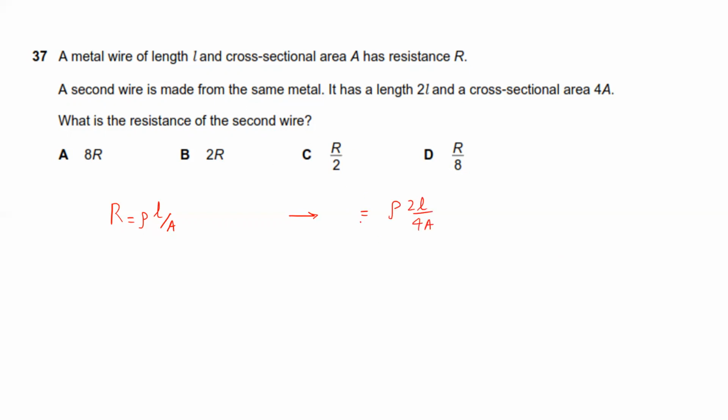What is the resistance of the second wire? So the resistance is rho L divided by 2A. And this is 1 by 2 times R, that is calculated over here. So it is R by 2. Answer C is the right choice we have.